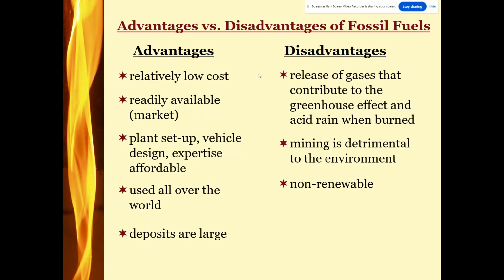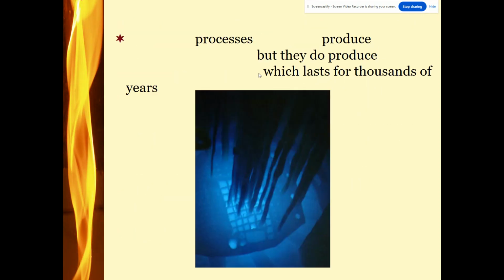The depletion of the ozone layer, if you remember Science 9, does not heat up the planet. It allows more harmful UV rays to come through. The heating of the planet is the greenhouse effect caused by greenhouse gases like carbon dioxide and water vapor. Mining is detrimental to the environment, and they are non-renewable. Eventually, they will run out.